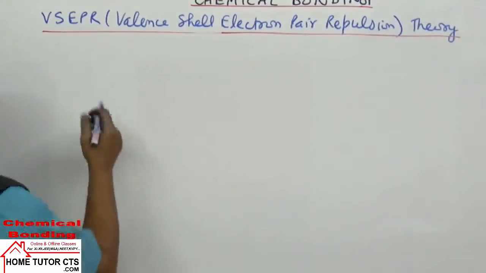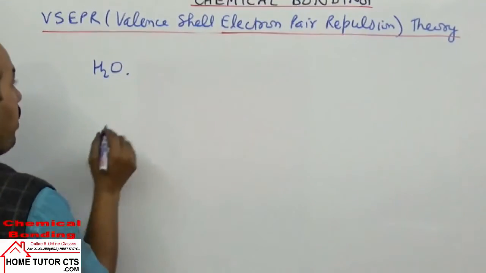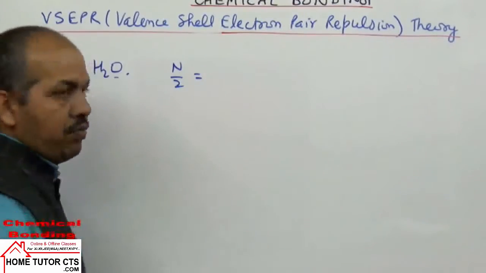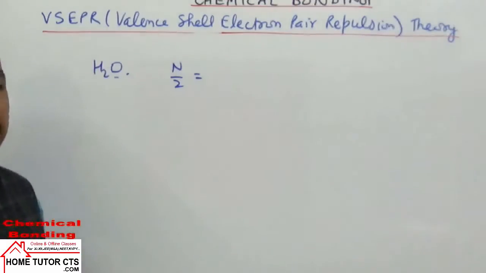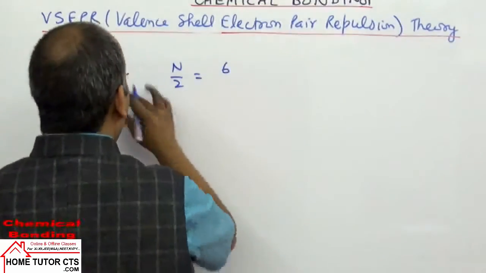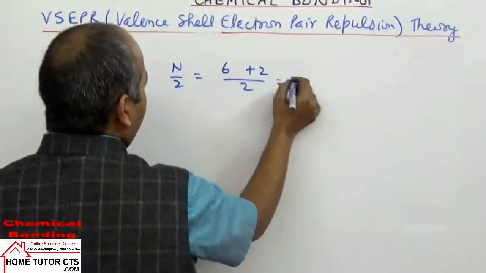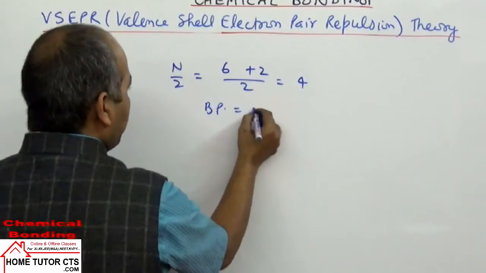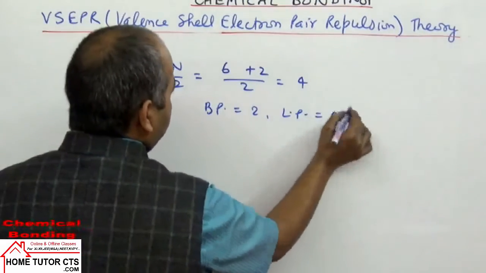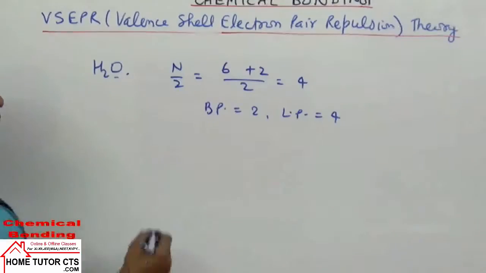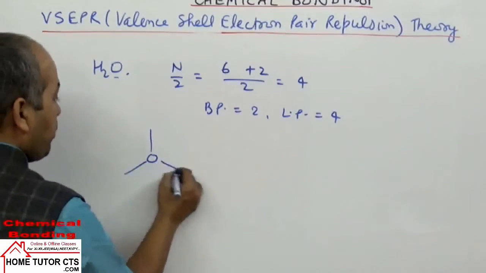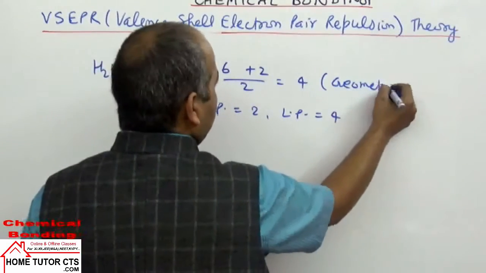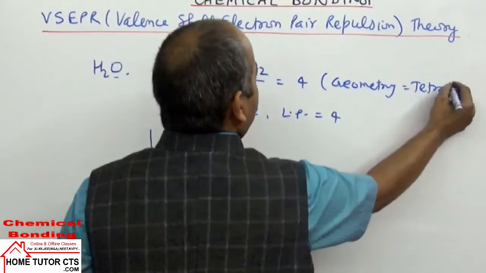Now the next example can be taken, the water molecule. In the water molecule, what is the N by 2 value? Here oxygen is the central atom. For oxygen, in the valence shell we have 6 electrons plus 2 hydrogen atoms, divided by 2. That is 4. Now with 2 hydrogen atoms, we have 2 bond pairs and 2 lone pairs. So now we draw again the tetrahedral geometry for N by 2 as 4. This will give the geometry or the shape expected. Tetrahedral.